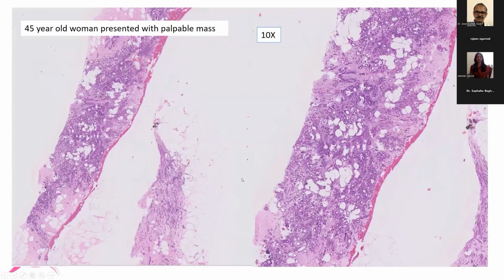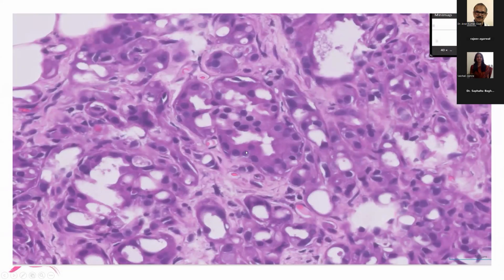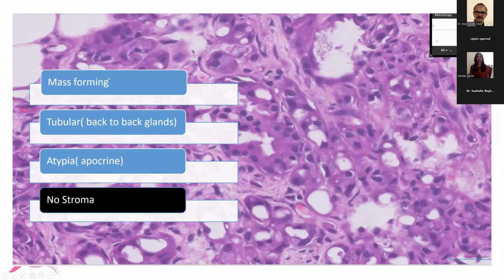So let's look at a couple of lesions. So this is a core biopsy, a mass forming infiltrating lesion. And when you go on the high power, you see atypia. But it's very important to understand that this atypia is in the apocrine looking cells. So this is the pitfall in most complex lesions: apocrine cells naturally carry an atypia. So that is why my spider sense is telling me, no, this is not malignant.